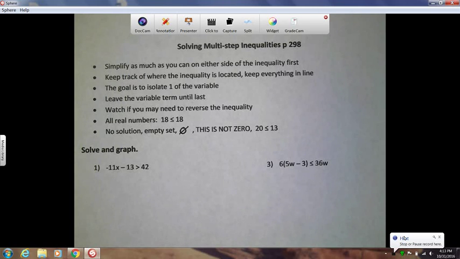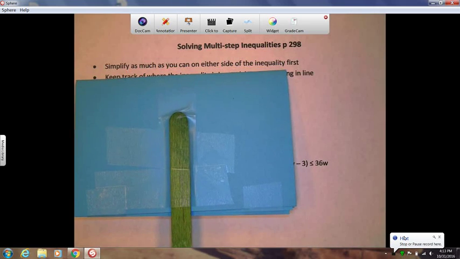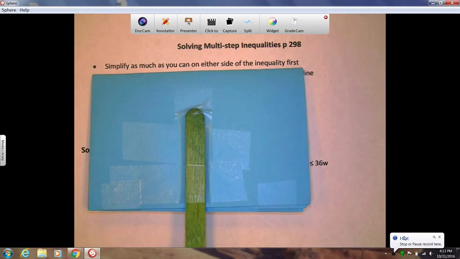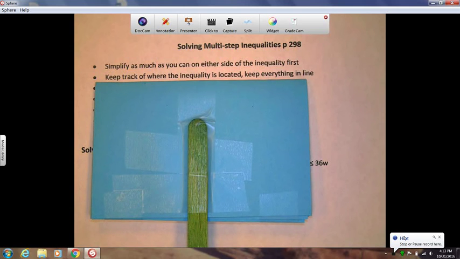Okay, multi-step inequalities. So some of these things are review, but make sure you follow them. It's just like solving equations. Simplify on either side of the inequality first. Remember where the inequality is located. Keep everything in line. Work it the way I do it. Neatness helps.